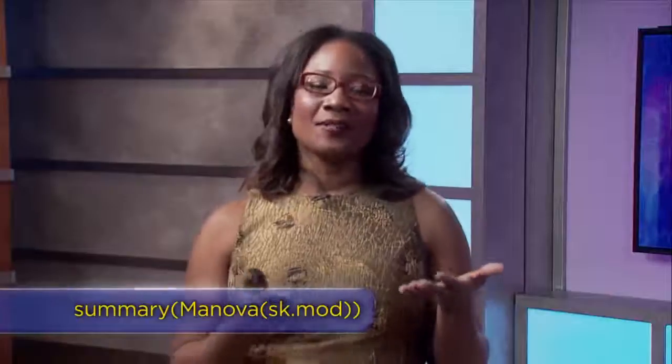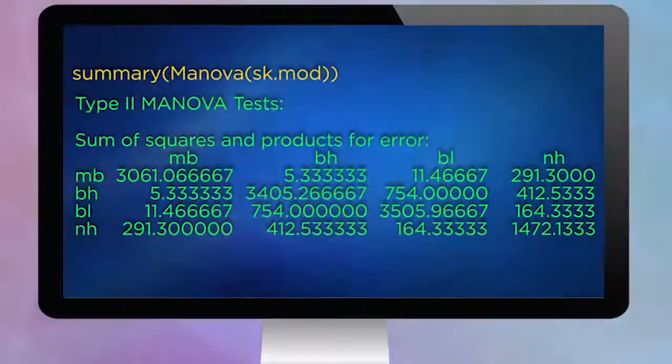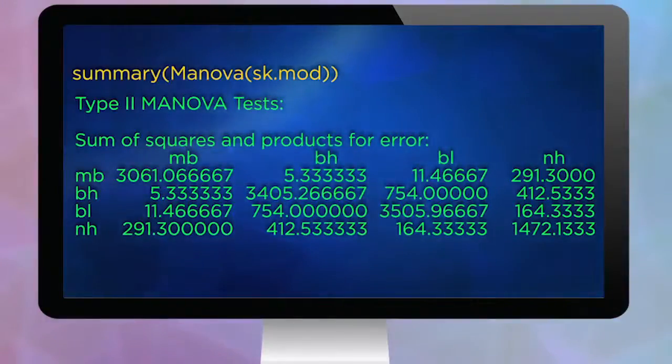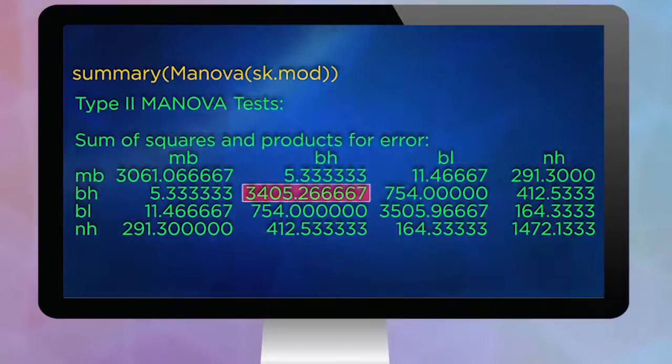Now we can always do a summary of our MANOVA, and what's interesting to bring up here is the diagonal, because along the diagonal, you actually have the sum of squares for each of your variables. So for the first one, our sum of squares is 3,061. For BH, the sum of squares would be 3,405, and so on.